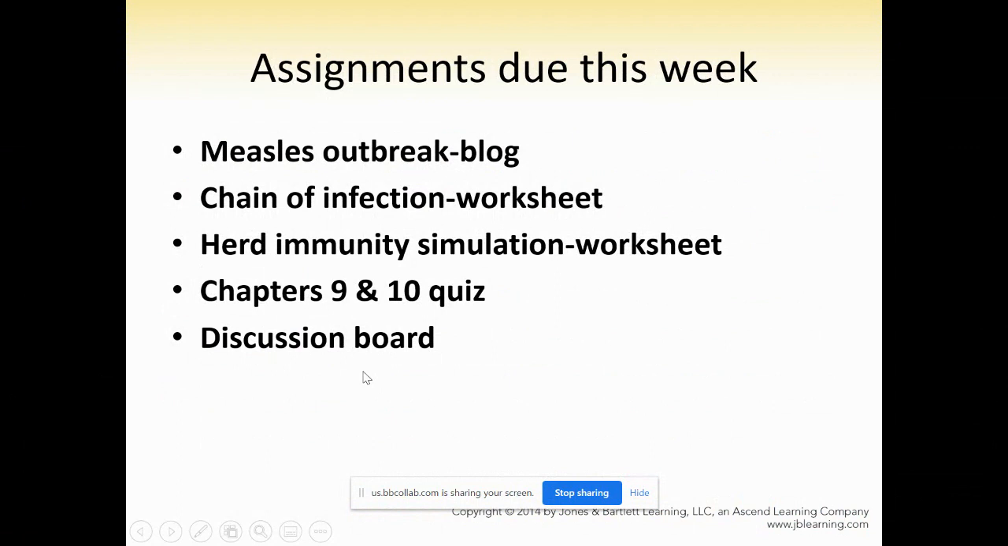The assignments that are due this week include a measles outbreak blog, a chain of infection worksheet, herd immunity simulation worksheet, chapters 9 and 10 quiz, and of course your discussion board.